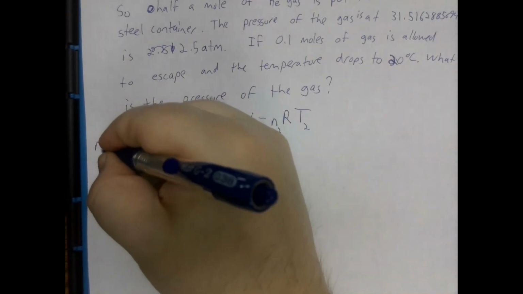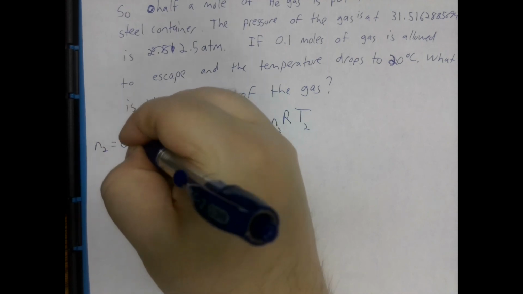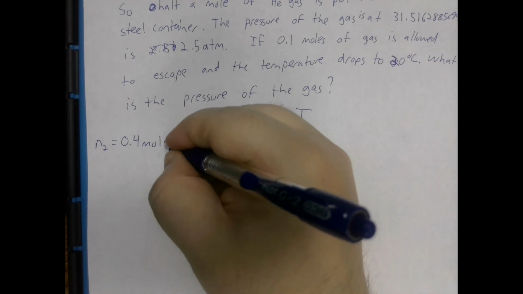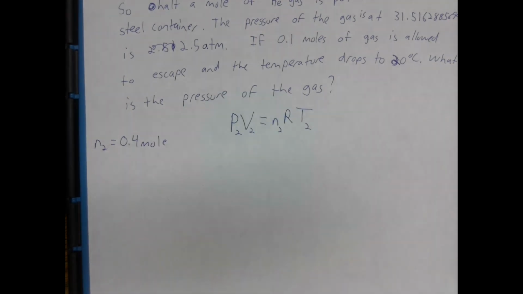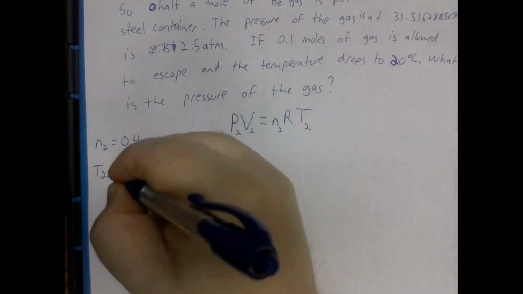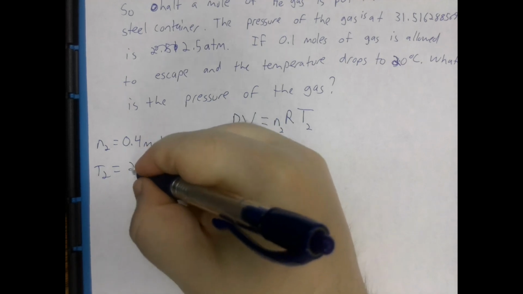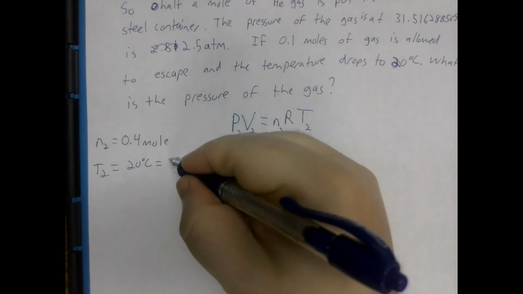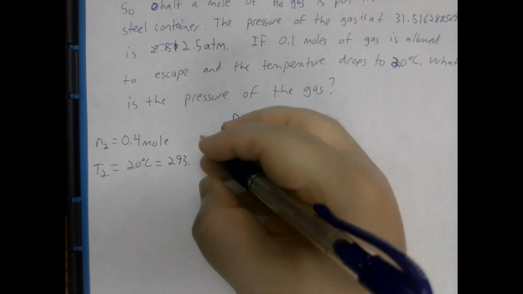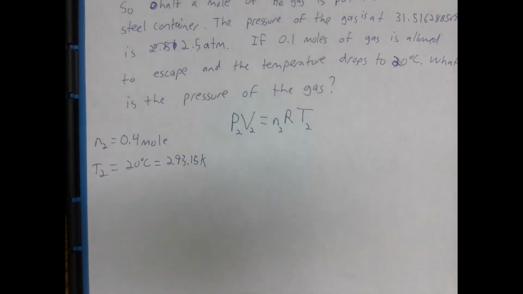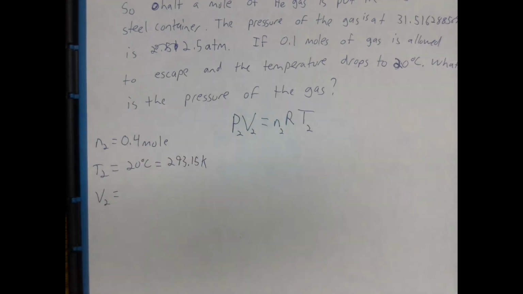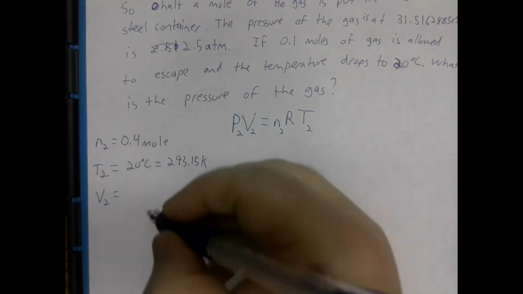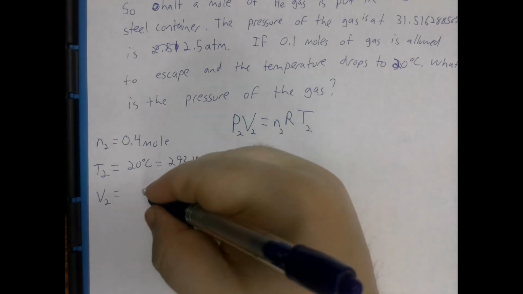So the final number of moles would be 0.4 because it lost. It started out with a half a mole and lost 0.1 moles. Its final temperature would be 20 degrees Celsius, which is the same thing as 293.15 Kelvin. The final volume, we assume that steel container isn't going to move, so the volume stays 5 liters.